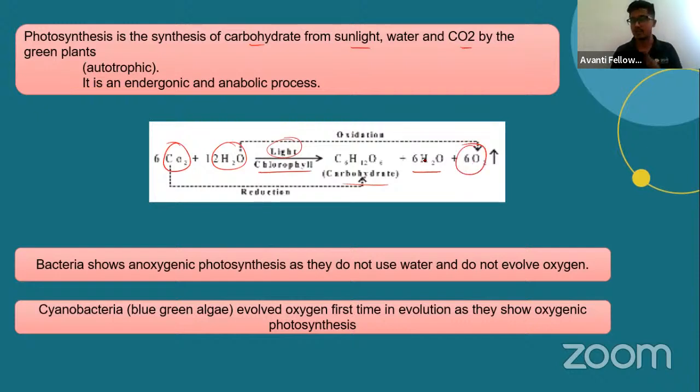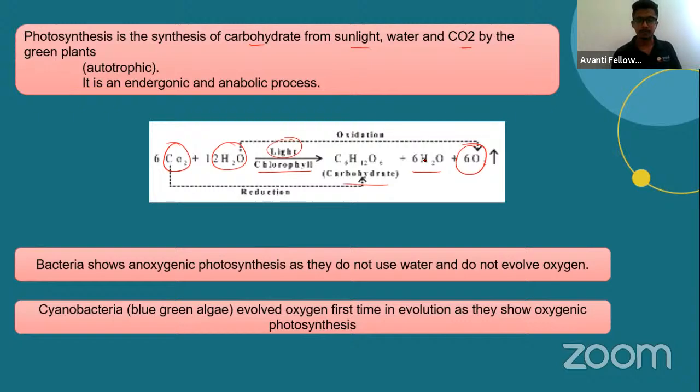Now you know how important oxygen is for our survival, right? So if you ask me, was there a sufficient amount of oxygen back then? No, not really. Because of these photosynthetic organisms, the concentration of oxygen in our atmosphere increased several folds over several millions of years.